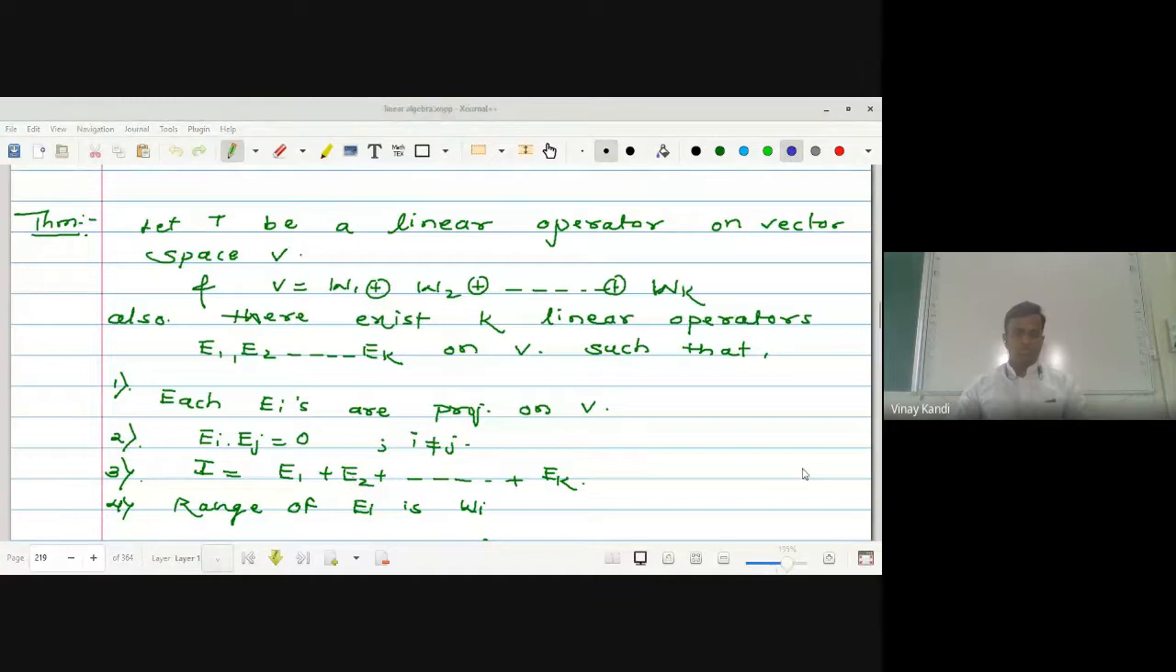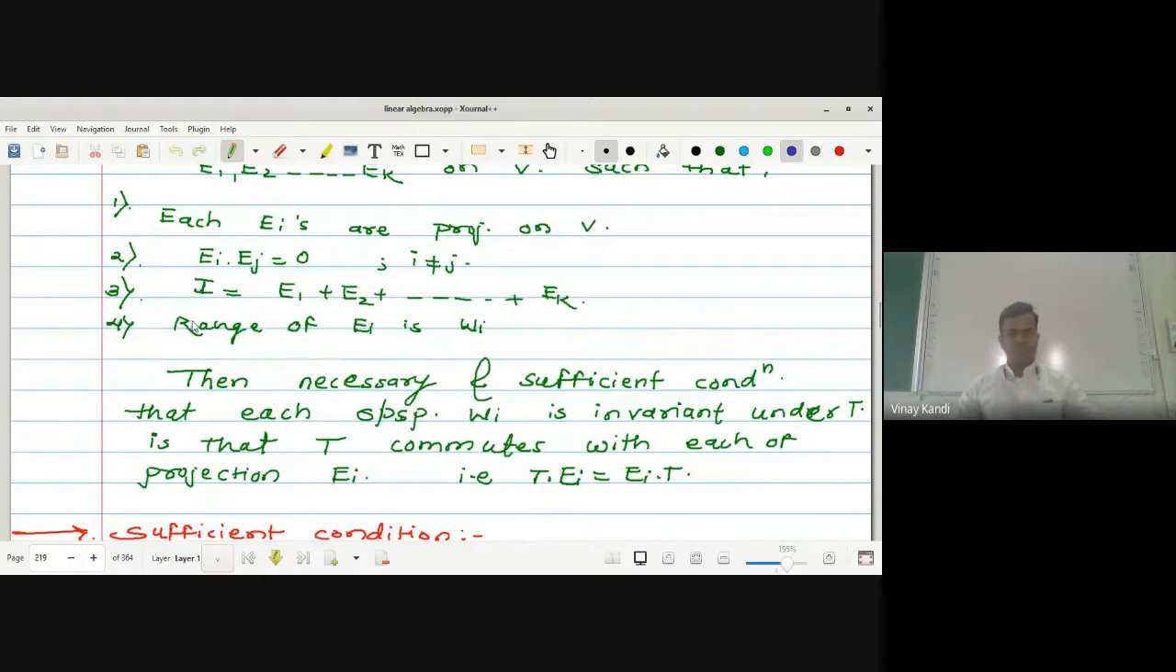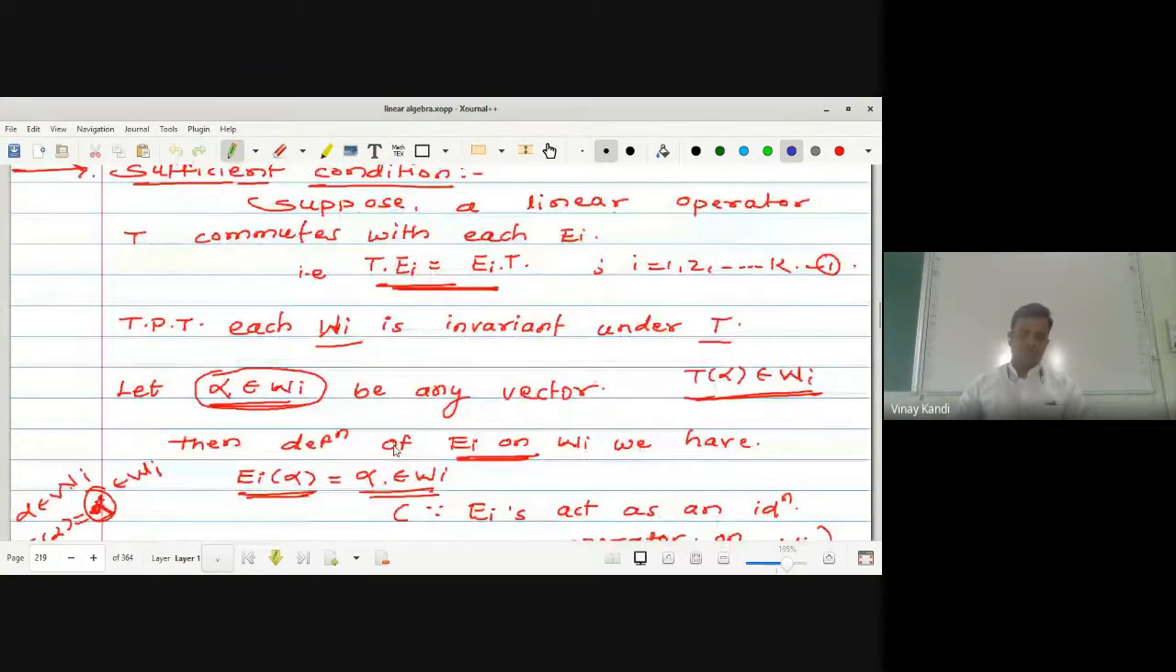So in the last lecture, we saw that if T is a linear operator on a vector space V, and V is the direct sum of all the subspaces, then there exists linear operators E1 up to Ek on V such that these four conditions are satisfied. Then the necessary and sufficient condition for each subspace Wi to be invariant under T is that T commutes with each of the Ei. Okay, so this theorem we proved.